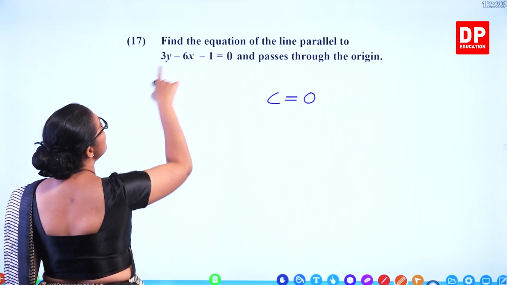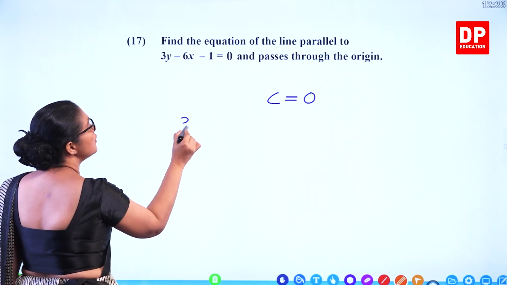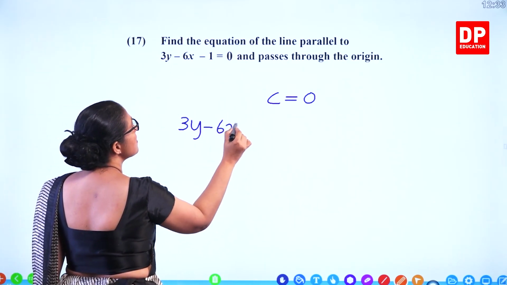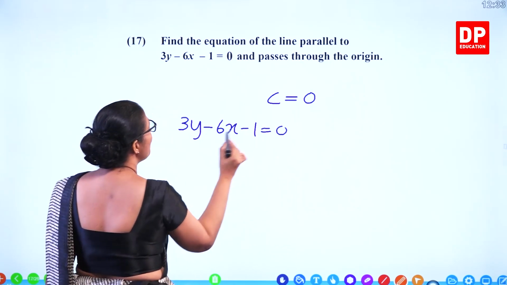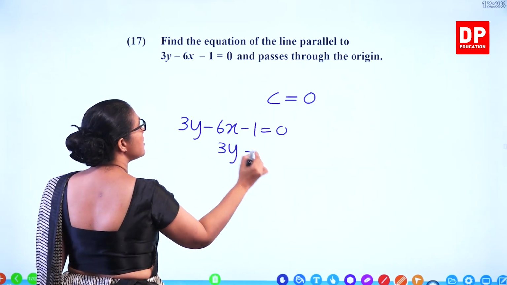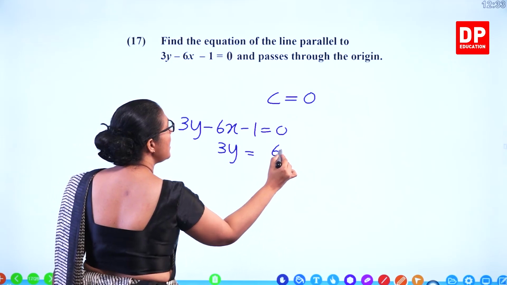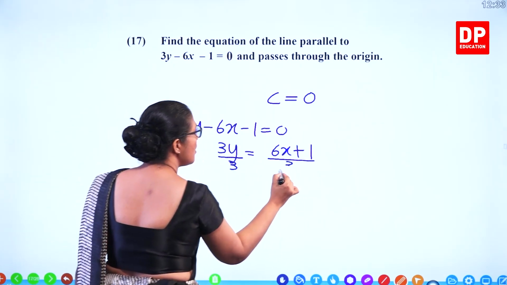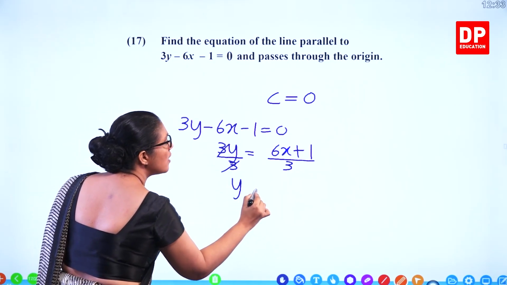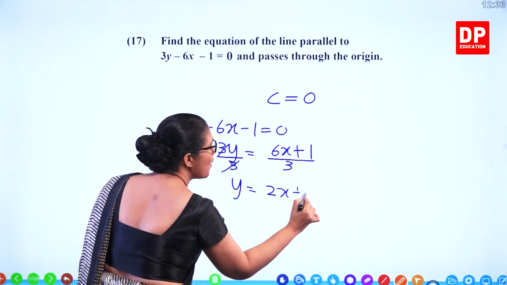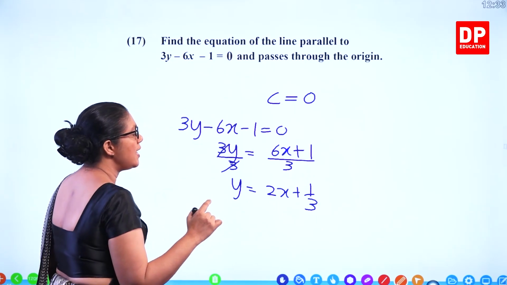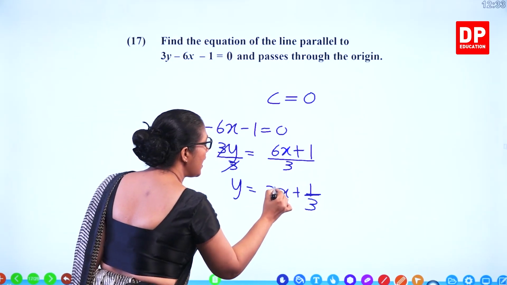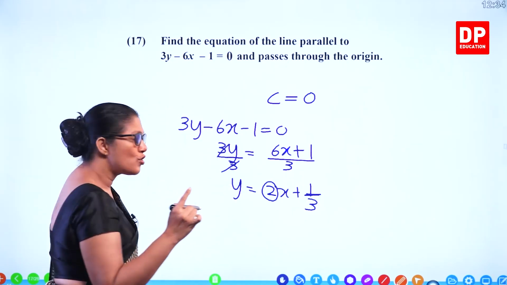So, first rearrange this equation. 3y minus 6x minus 1 equals 0. So, what is 3y? Take 6x and 1 to the other side. 6x plus 1. Divide by 3. You get y equals 2x plus 1/3. We need only the gradient. The gradient of this line is 2.